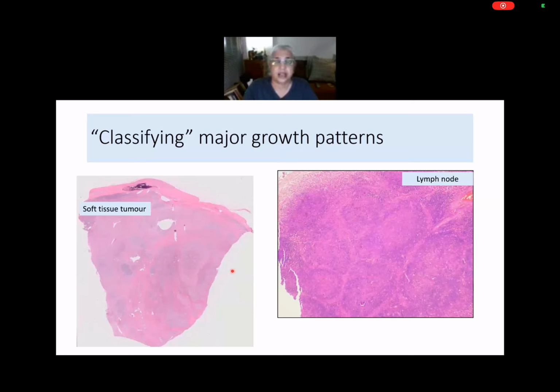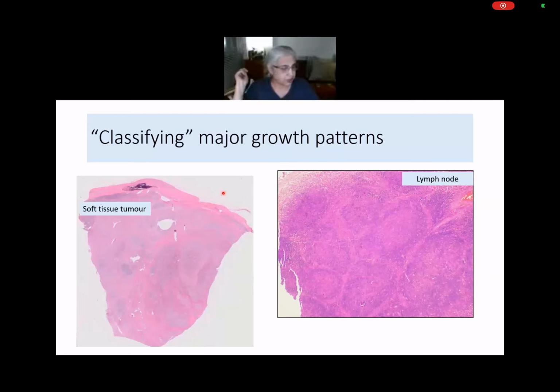Lymph node is in nodular architecture. I want you to talk about the soft tissue tumor, please, Anjana. You see the soft tissue tumor on the left-hand side? Now, just tell me about it. What is it? Tell me about the patterns that you see. Lobulated. Okay, you're saying that it is lobulated. Do you see any other pattern? No? All right, so Anjana says lobulated.